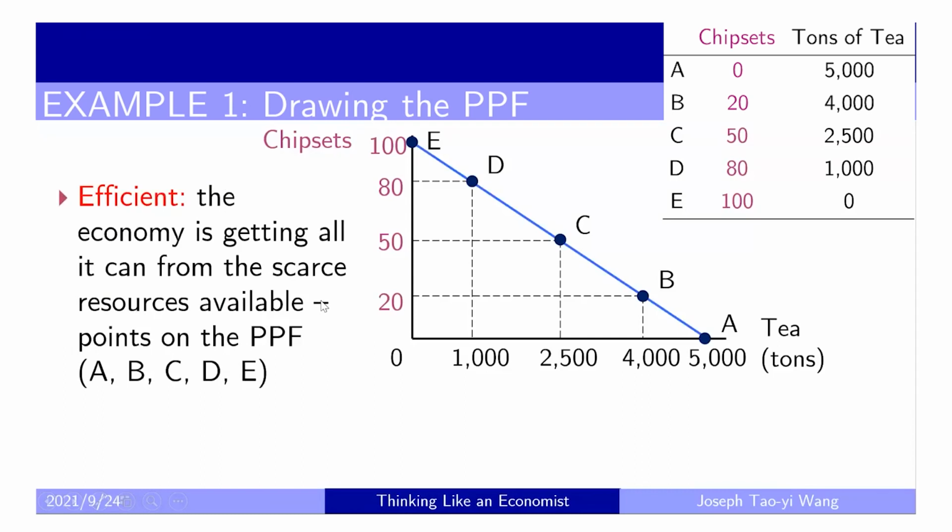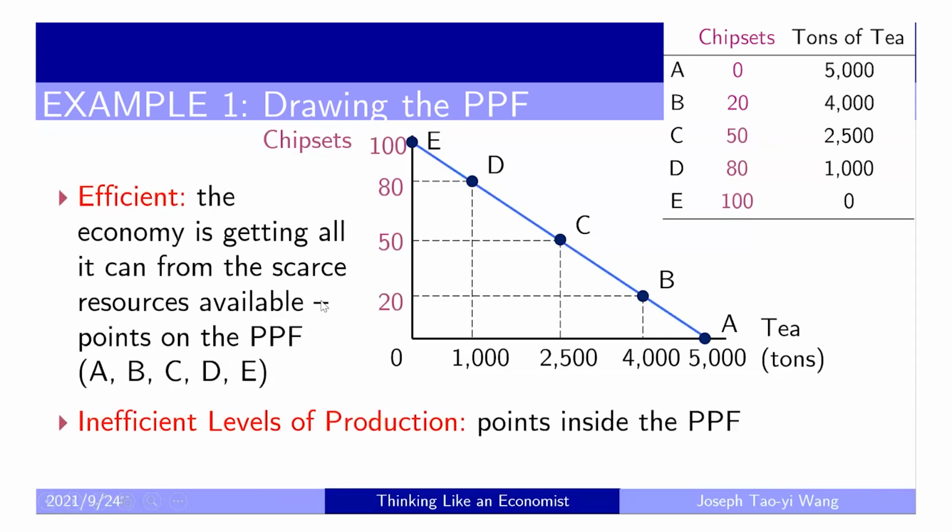On this line, these are what we call efficient outcomes, because you're using up all of the resources, and that's the amount you can produce. Of course, points inside this PPF are what we call inefficient levels of production, because you're not using all your resources. Also, if you go beyond the PPF, to points outside it, this is not feasible, because you don't have enough resources and technology to produce that.